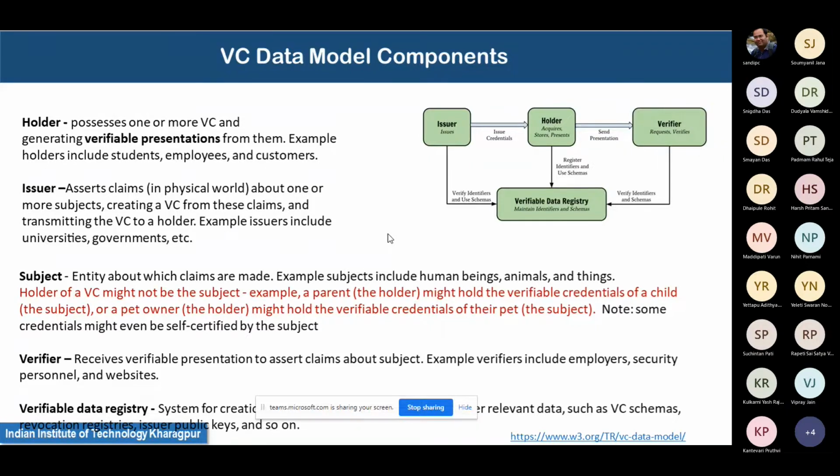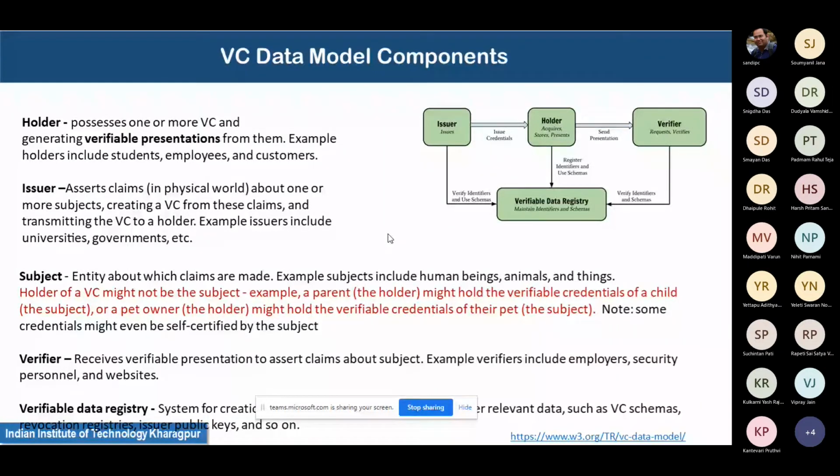Now, example holders are like this, as mentioned here. So these are the holders. Now the issuers, as we just mentioned, would be the universities, governments, employers, and so on, and they assert claims in the physical world about one or more subjects. Of course, there could be so many students, and they create these VCs from these claims.